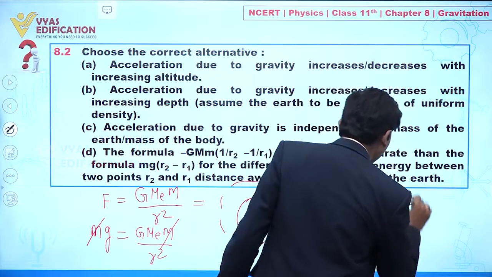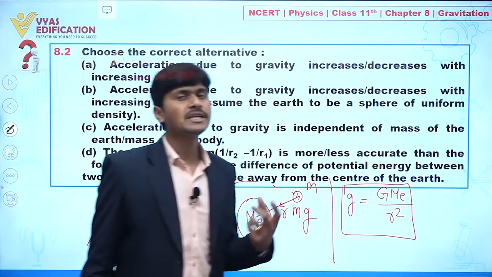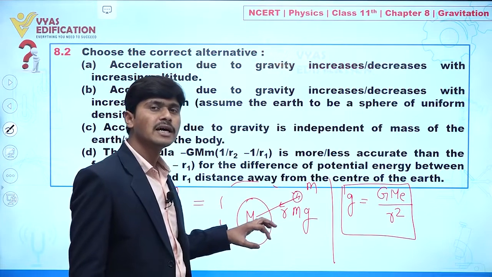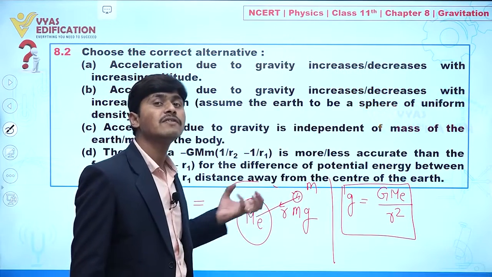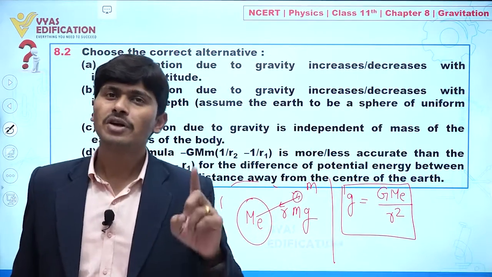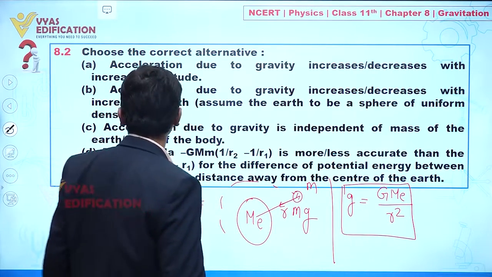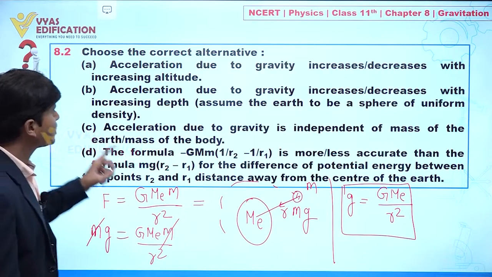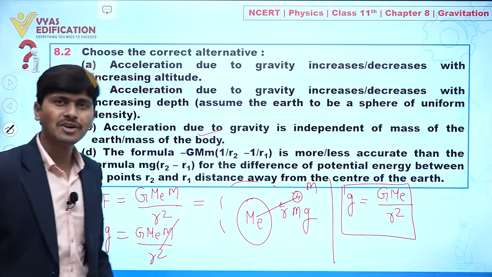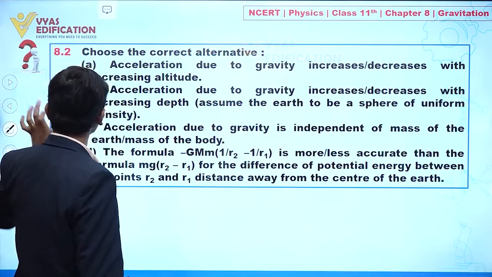From this expression we can observe that acceleration due to gravity depends only on the planet through which we are observing that gravitational pull. It means acceleration due to gravity does not depend on the mass of an object that is revolving around any object. So the correct answer of part number C is: acceleration due to gravity is independent of the mass of the body. Clear to everyone? Yes.